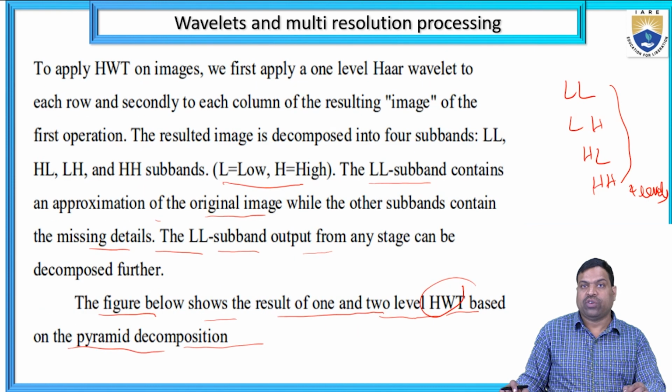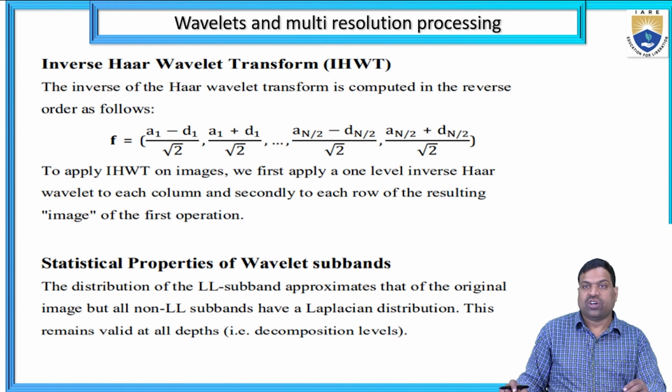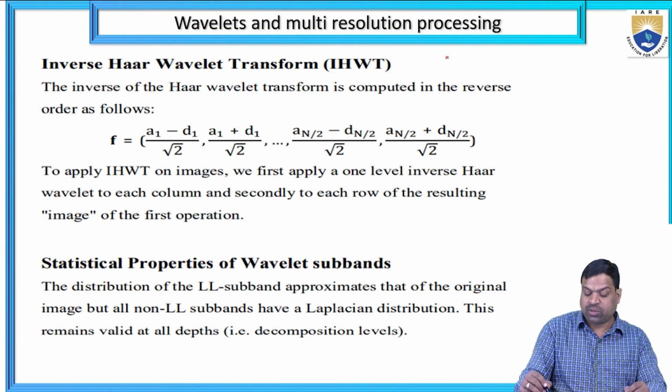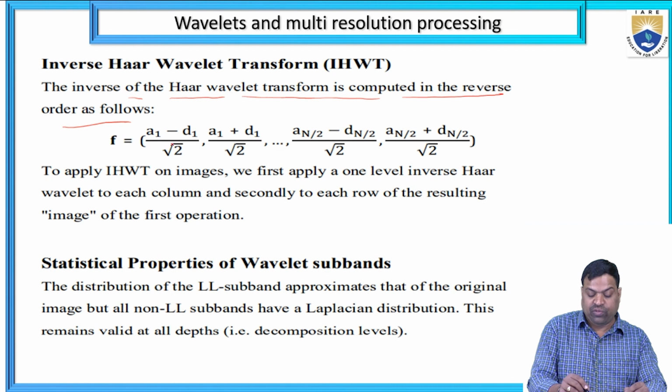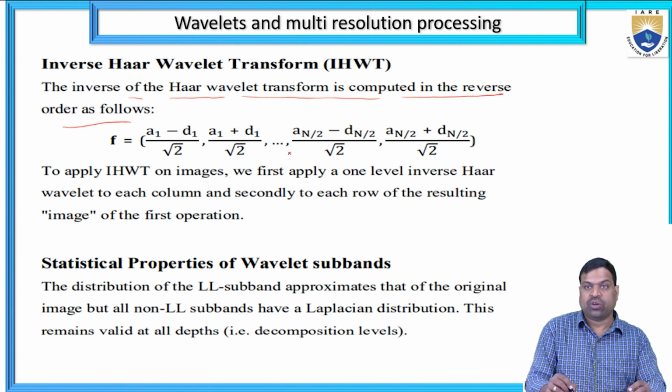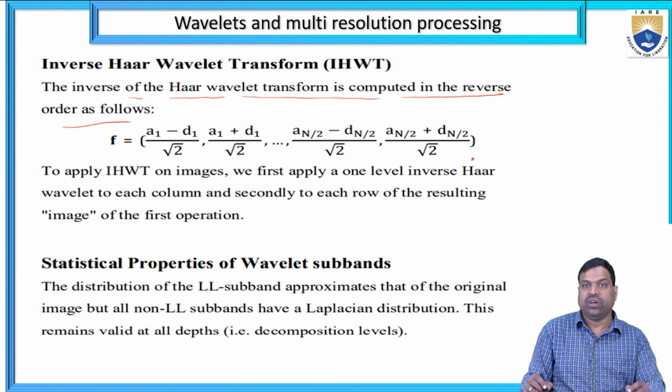So when I am going for the inverse Haar wavelet transform, that is the IHWT, the inverse of the Haar wavelet transform is computed in the reverse order as follows: F equals (A1 minus D1) by root 2, (A1 plus D1) by root 2, and so on, up to (A n/2 minus D n/2) by root 2, (A n/2 plus D n/2) by root 2.